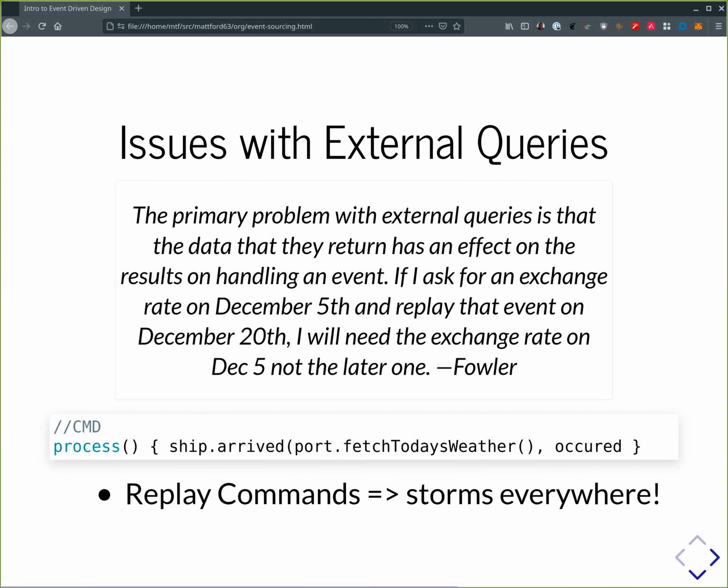So Fowler's solution to this is to extend that idea of a gateway, but now put a cache in and remember basically every lookup over time so that you can actually put that data back in as it should be when you do your events.